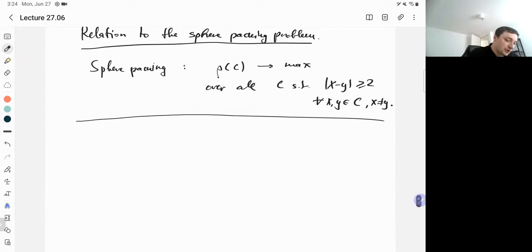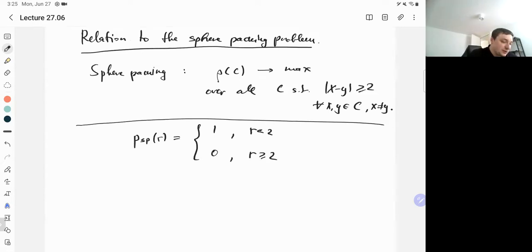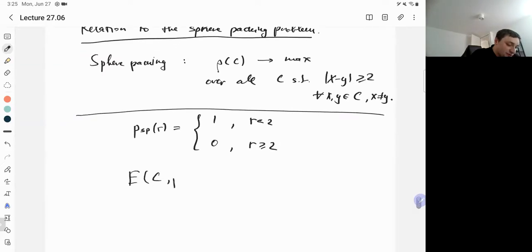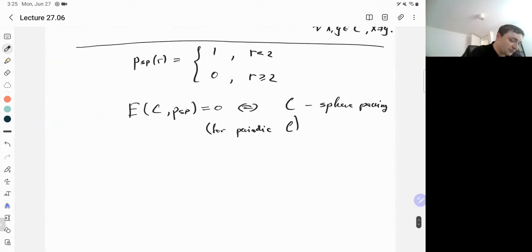So how is it related to the energy minimization problem? It actually is related in several different ways. One very naive way is we can just define a very silly potential, which takes value 1 if the distance is less than 2, and value 0 if the distance is at least 2. Then the energy of a sphere packing with respect to this potential is 0. Here one has to be a little bit careful, because it's not true in general that zero energy means a sphere packing, but it is true for periodic C. So it's a small problem with this reformulation.